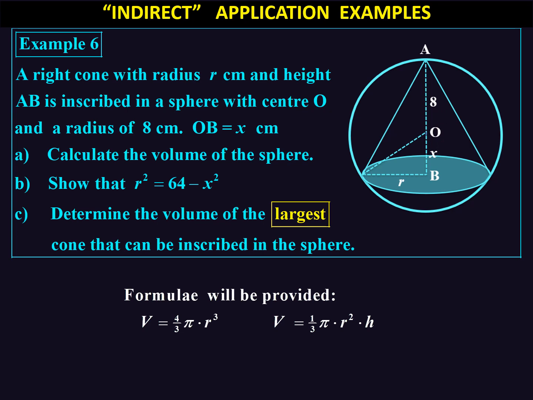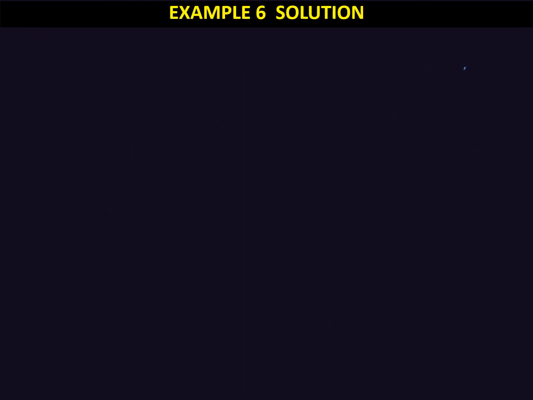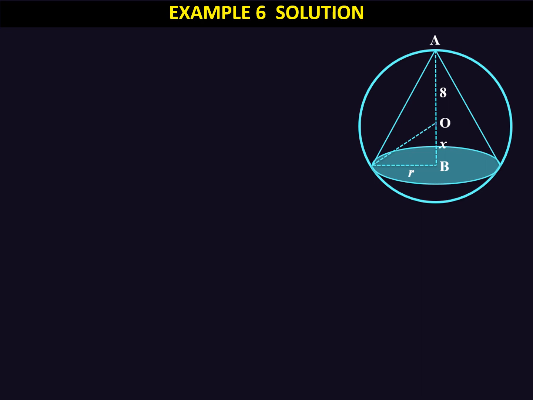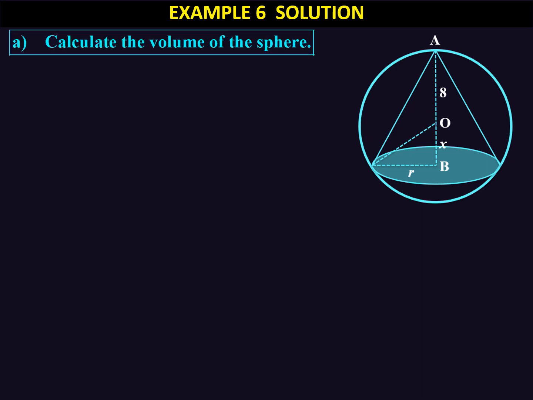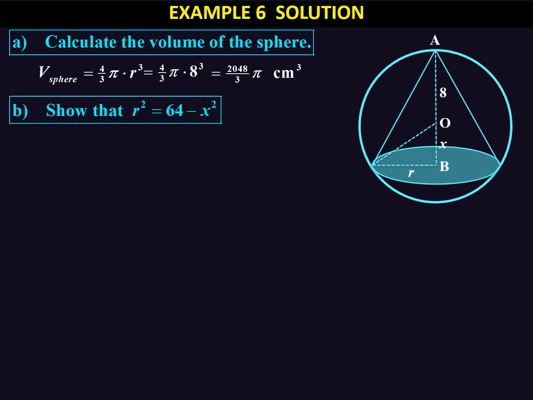Now let's proceed to the solution. Let's have the diagram there to assist us, and that's the first question. Volume of the sphere, that's a formula that's given. So there is your formula, 4/3 pi r cubed. And what is the radius measurement of that sphere? You can see the radius of the sphere is 8, so we substitute the 8, and we simplify that, and there's the volume of the sphere. Quite straightforward.